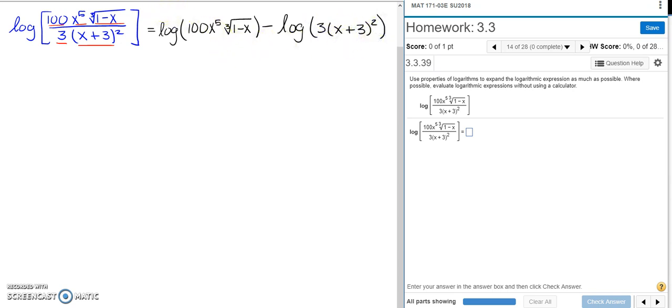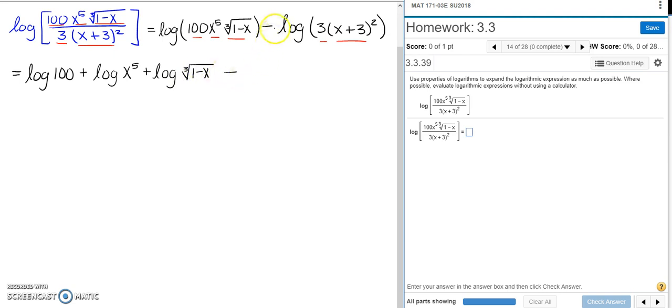Okay. Then each of these logarithms are going to be broken up further because they have a product, right? This one has 3 pieces being multiplied. This one has 2 pieces being multiplied. So we will separate those into addition. Okay. So we have log of 100 plus log of x to the 5th. Product gets separated into addition. That's the product rule. Cube root of 1 minus x.